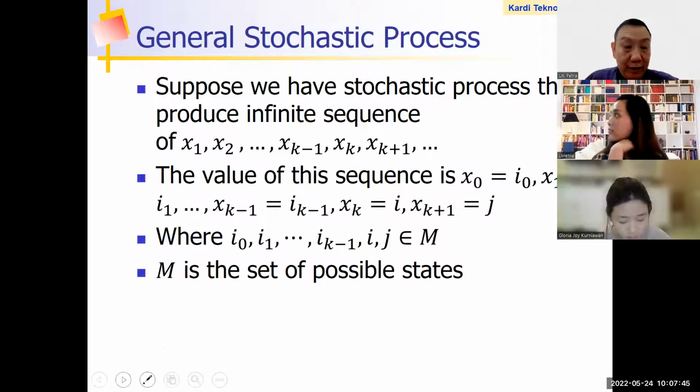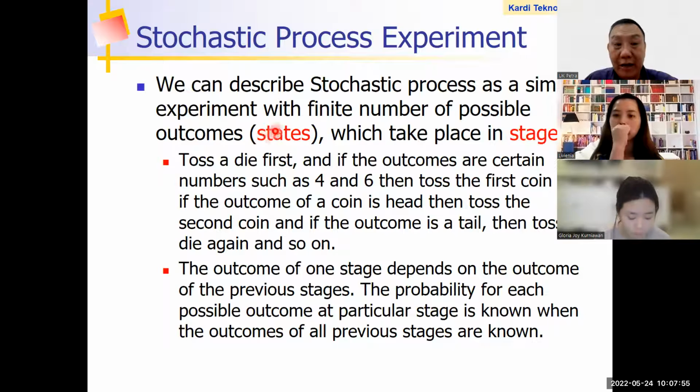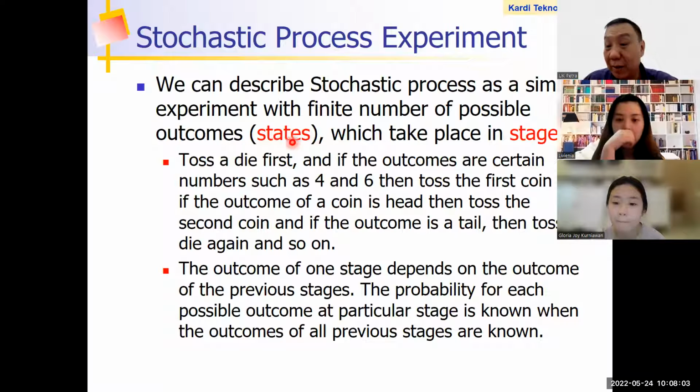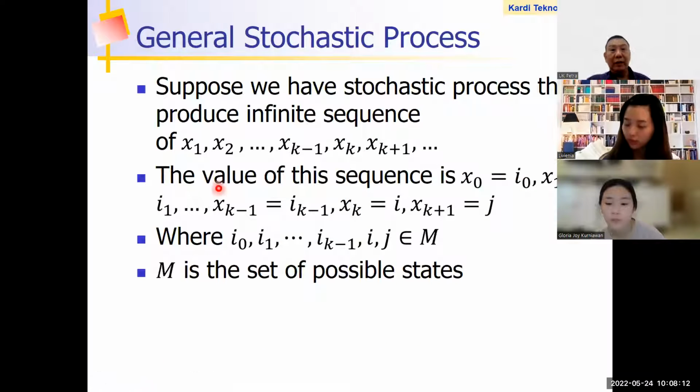Now, in Markov chain, okay, these stages here represent time, and the state here represents the node. Okay, the state with T represents the node. Yeah? The stages represent the time. Okay, so this is very general stochastic process.